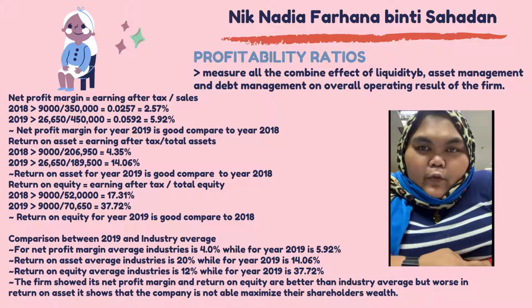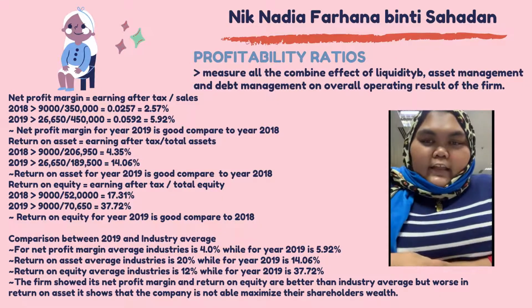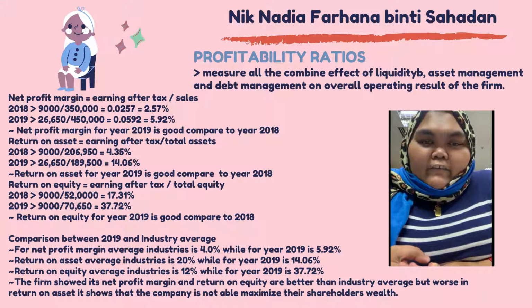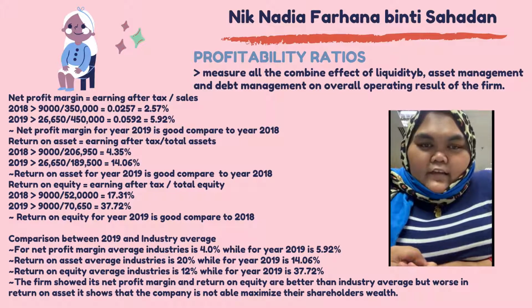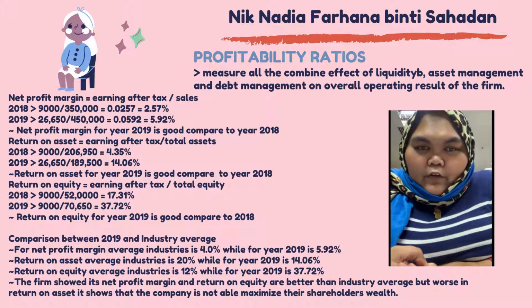For return on equity, the formula is earning after tax divided by total equity. Calculation for year 2018, 9,000 divided by 52,000. The answer is 70.31%. For 2019, 9,000 divided by 70,650. So the answer is 37.72%. Return on equity for year 2019 is good compared to 2018.